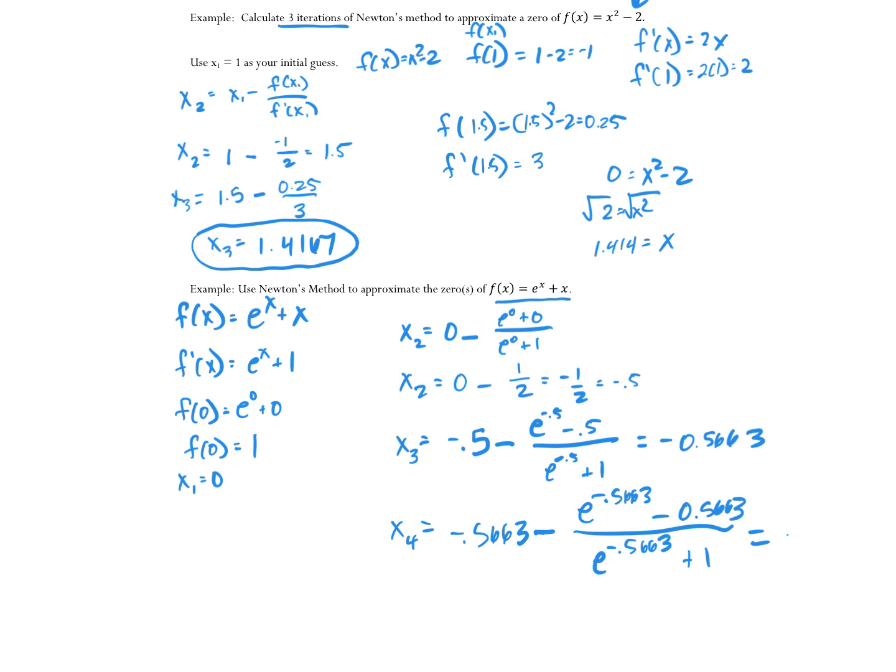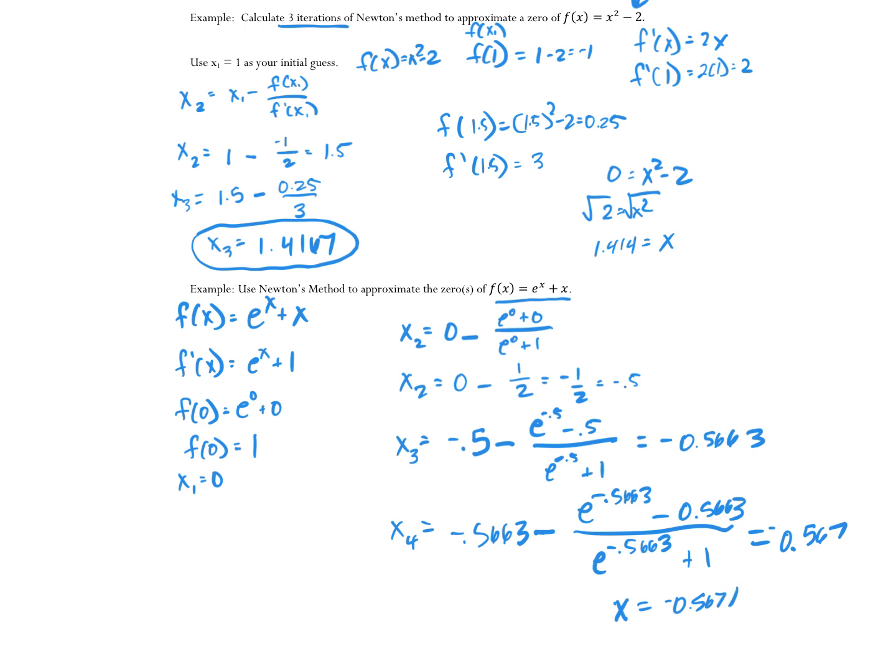And when I do that, I find it to be negative 0.567, which is very darn close. If you just solve for where this equals 0 using the graphing on your calculator, you find it to be negative 0.5671. We're pretty darn close.